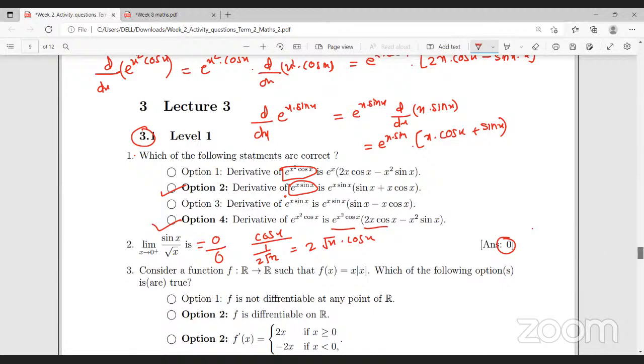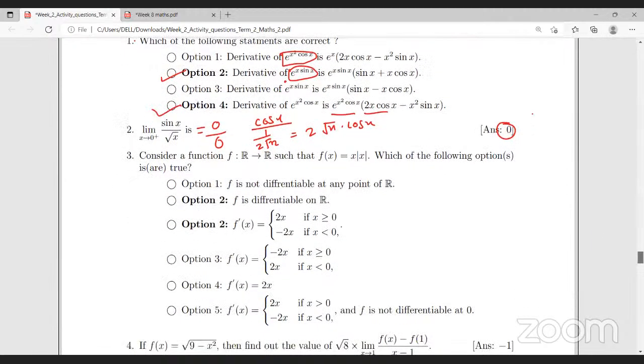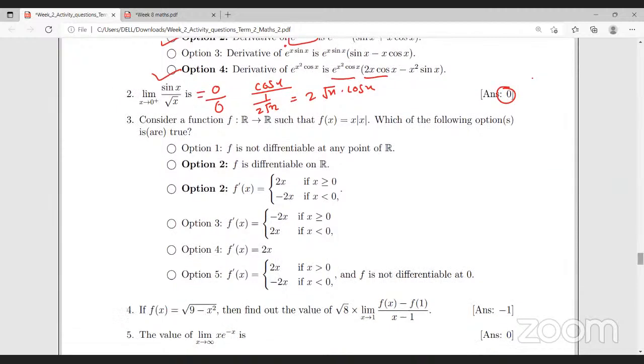In the third function, same thing is there: x square when x is greater than 0, minus x square when x is less than 0, right? Now f is differentiable, you can check it. The derivative of this is 2x, minus 2x. You can try out this.